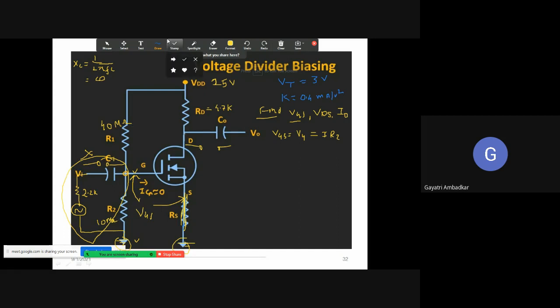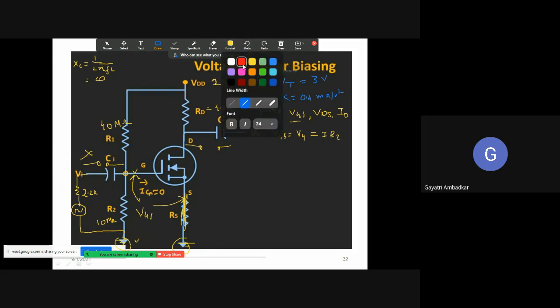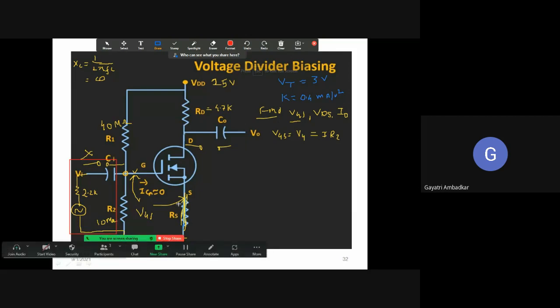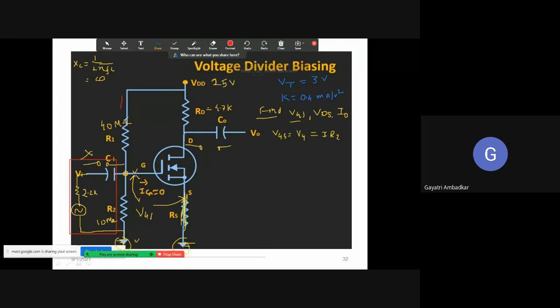R2 is there, okay? Otherwise you will get confused. After removing this portion, when you open the capacitor, this much portion is disconnected. So R2 is there. Now what is the current flowing through this branch? Yes, last time we have done this. The current which is flowing through R1, the same current is flowing through R2, because you know the gate current IG is 0.